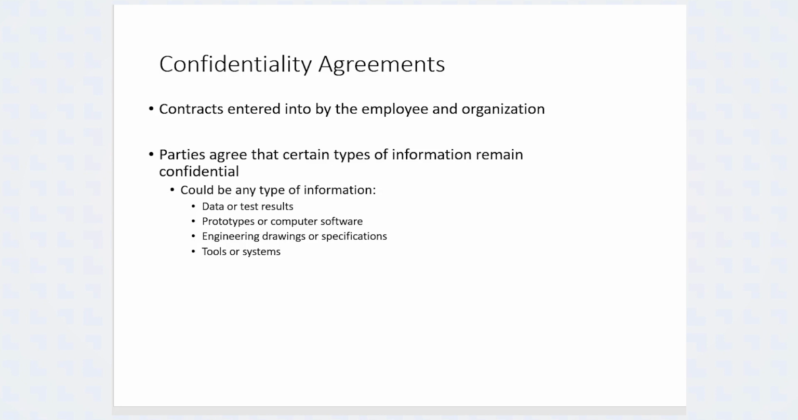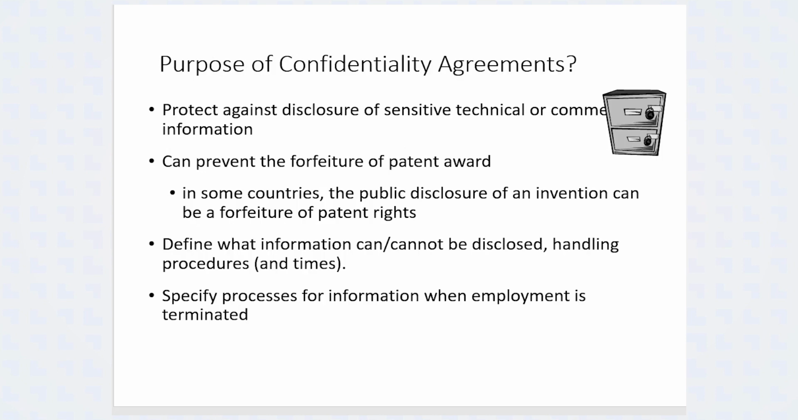All of these things are going to be subject to the confidentiality agreement and protect the company through this. So you can be sued for breach of confidentiality, and you can be enjoined, or have an injunction issued against you to prevent you from sharing that information further. So the confidentiality agreement protects against the disclosure of sensitive technical information.